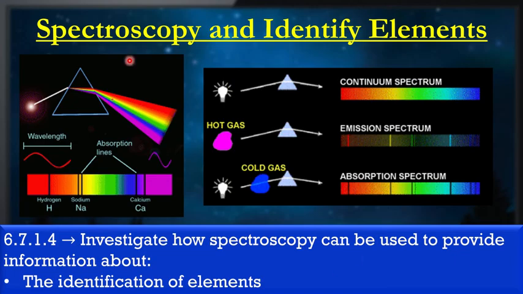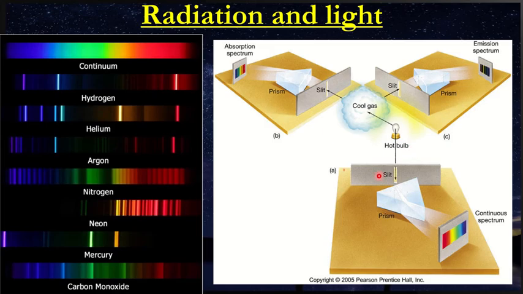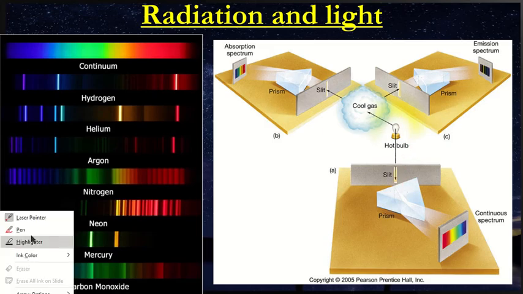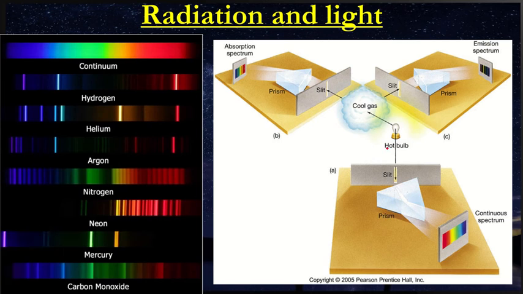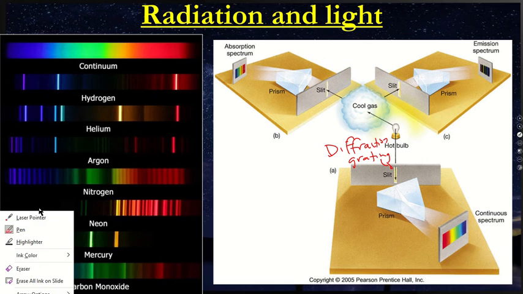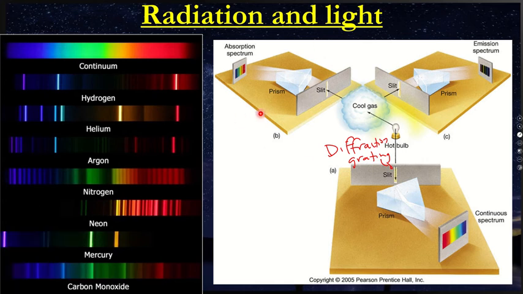Okay, so let's firstly recap on how we can use spectroscopy to identify elements. If you remember, if we have a light source, we run it through a diffraction grating. This little slit here helps focus the light beam and helps us focus on what we're trying to look at when it comes to light.